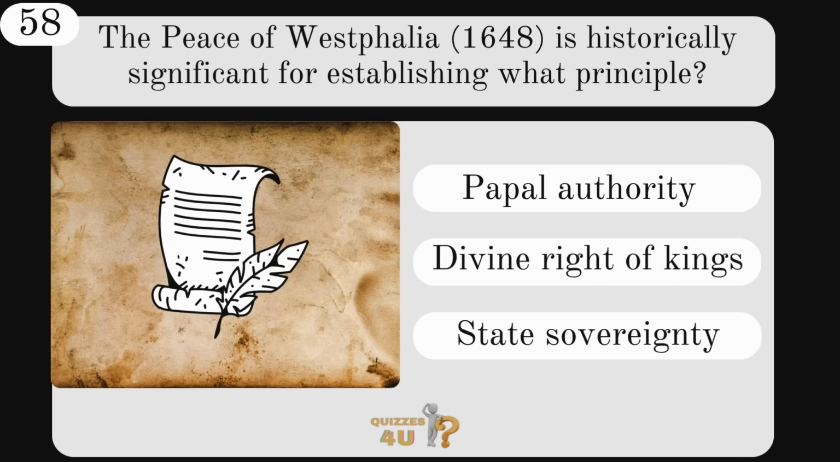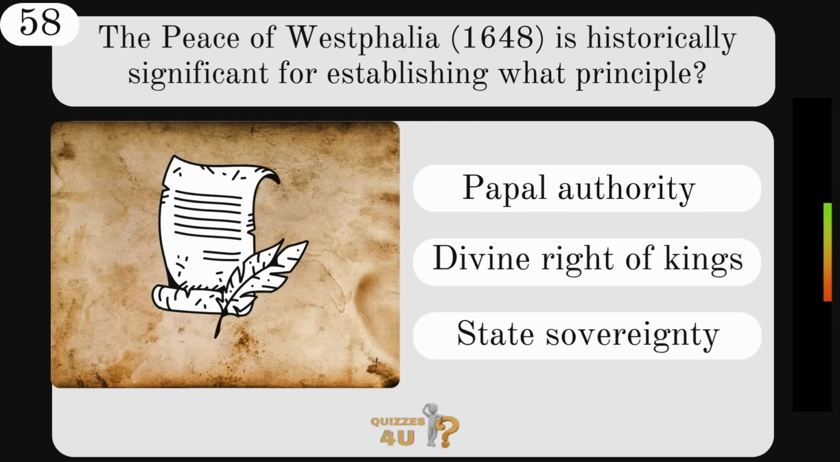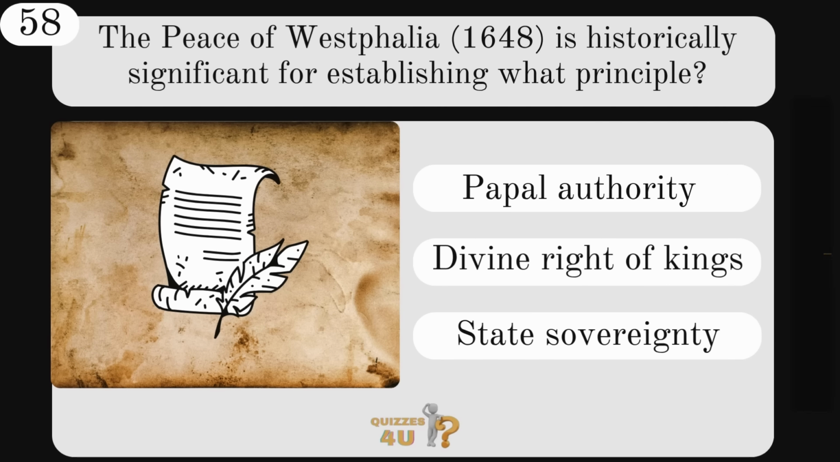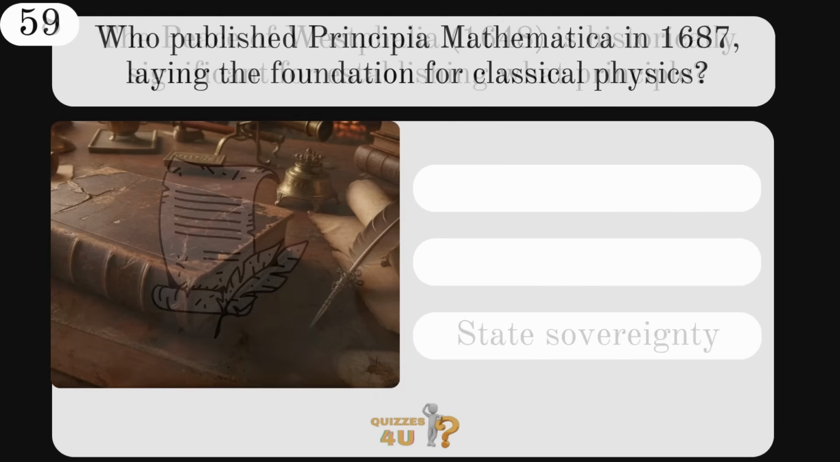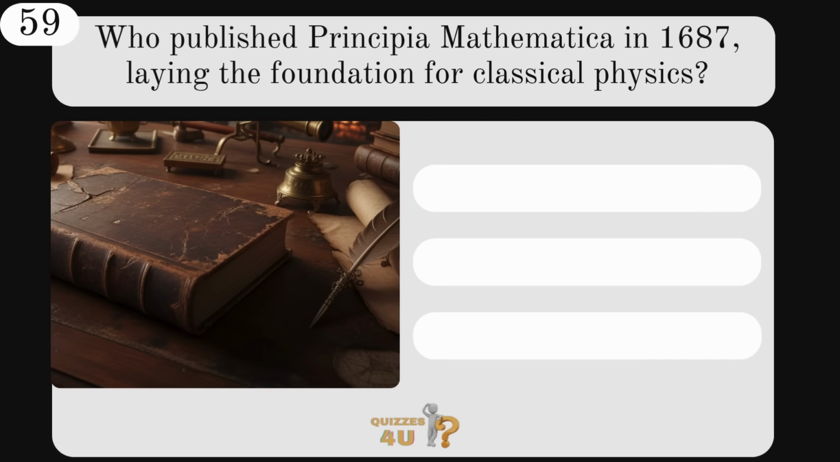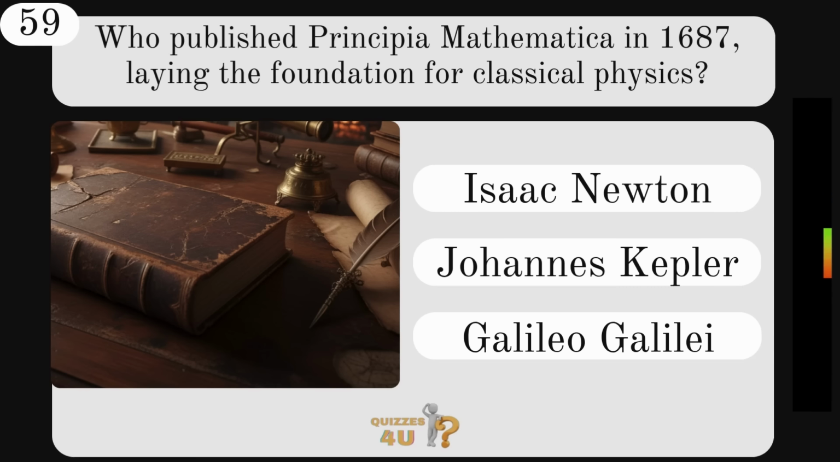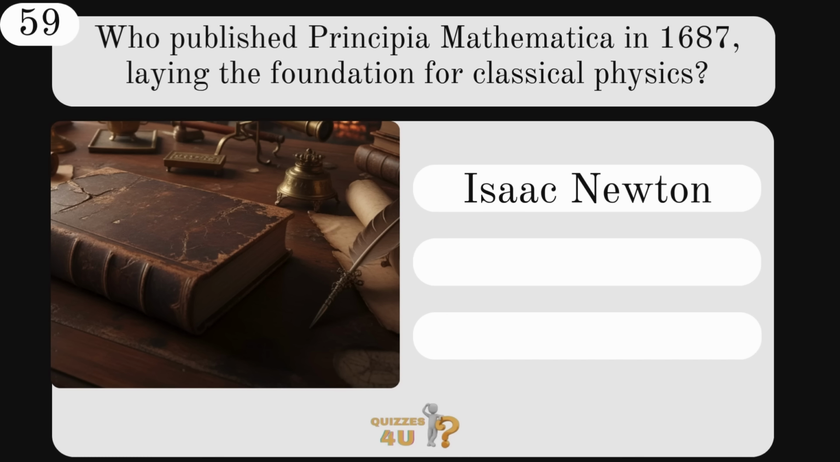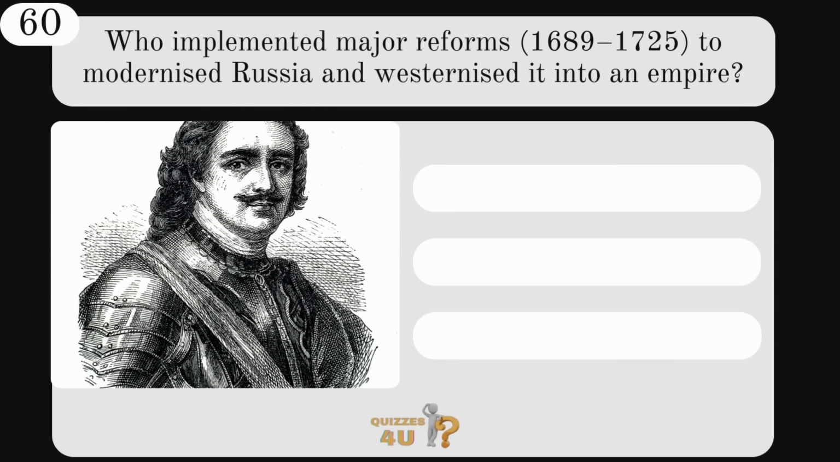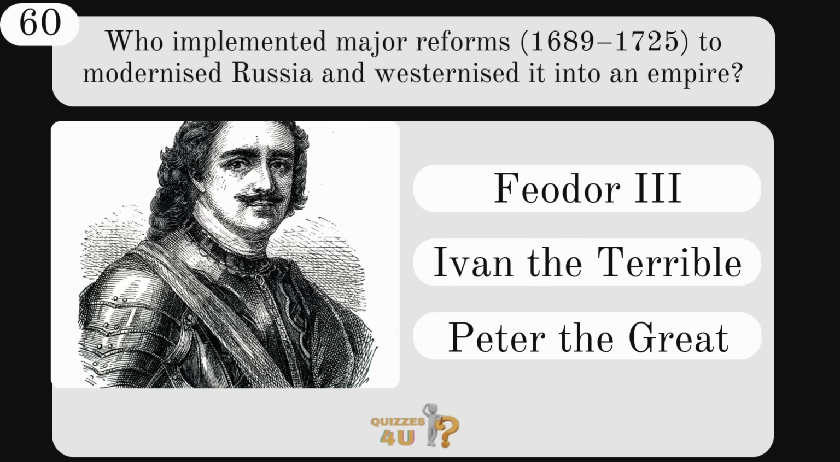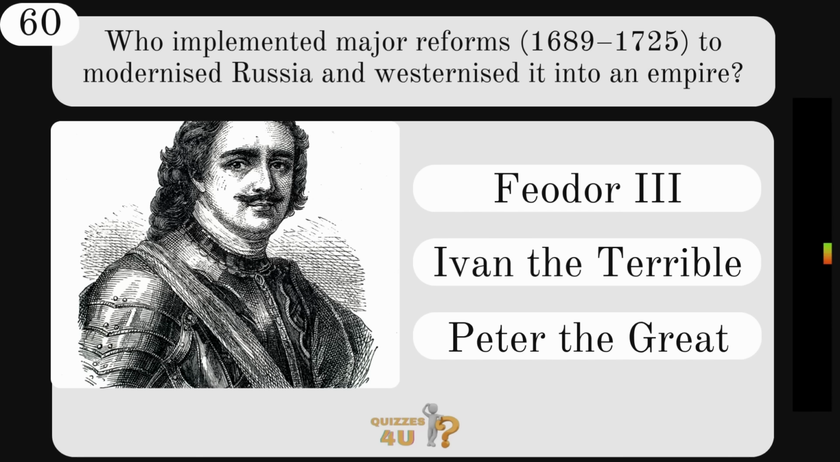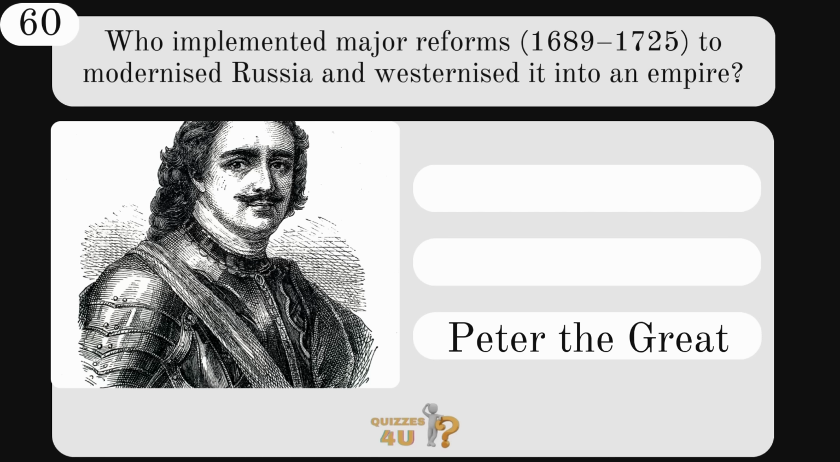Papal authority, divine right of kings, or state sovereignty? The answer, state sovereignty. Who published Principia Mathematica in 1687, laying the foundation for classical physics? Was that Newton, Kepler, or Galilei? That was Isaac Newton. Who implemented major reforms to modernise Russia and westernise it into an empire? Theodore III, Ivan the Terrible, or Peter the Great? That was Peter the Great.